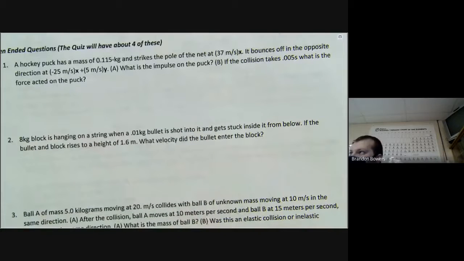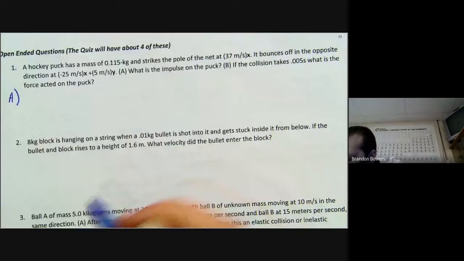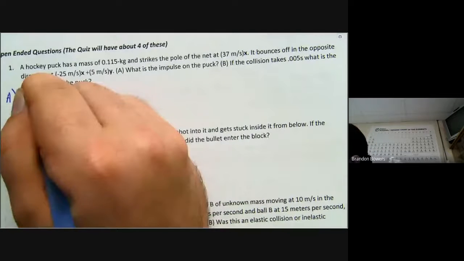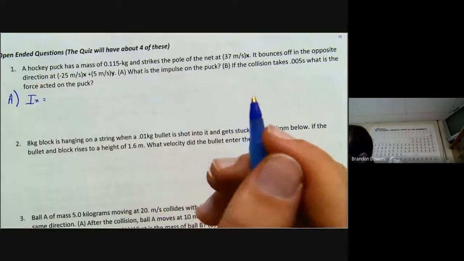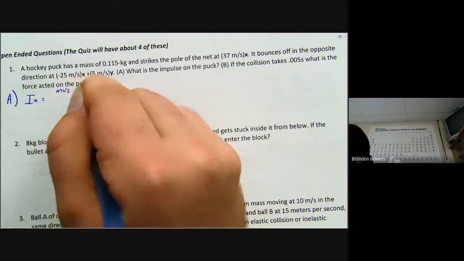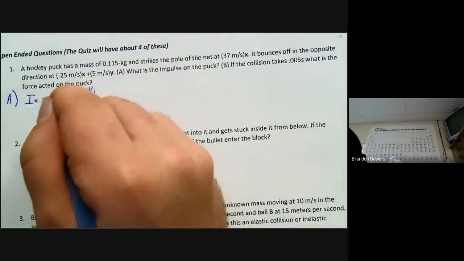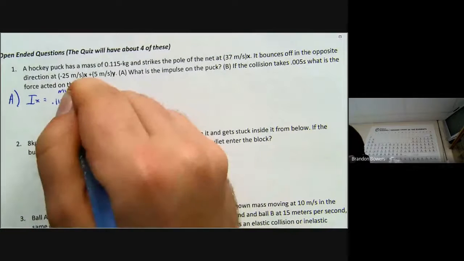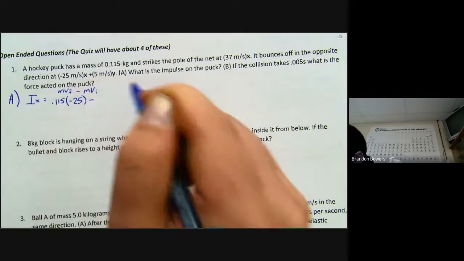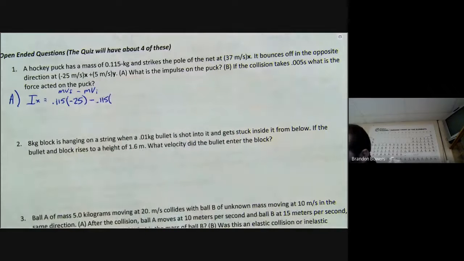Okay, so we have 2 things we have to do. We have to solve for the x, and we have to solve for the y. So let's do A first. Let's do impulse in the x direction. Remember, mass times final velocity minus mass times initial velocity. So mass is 0.115. So 0.115 times its final velocity in the x direction, which is negative 25, minus 0.115 times its initial velocity in the x, which was 37.